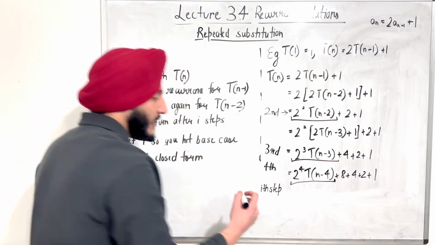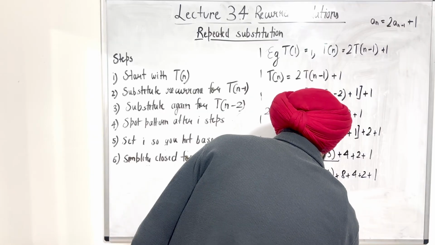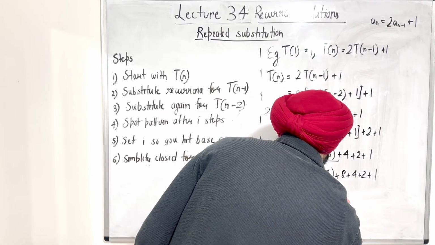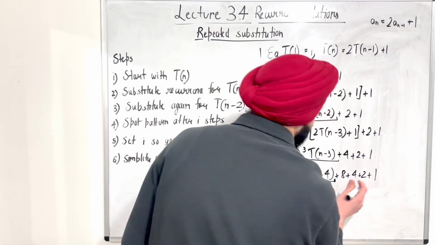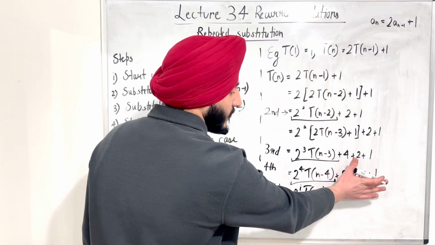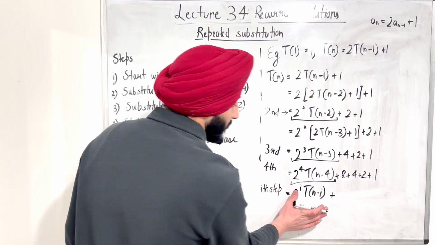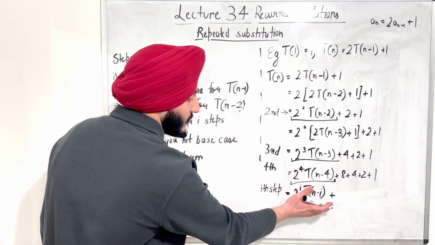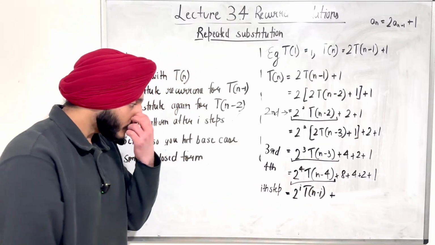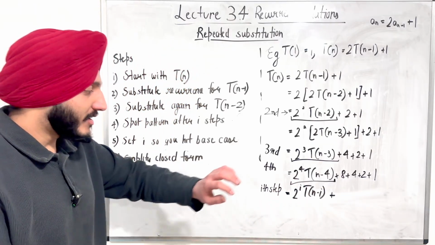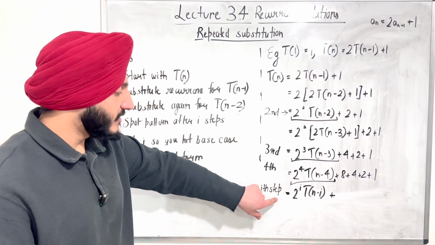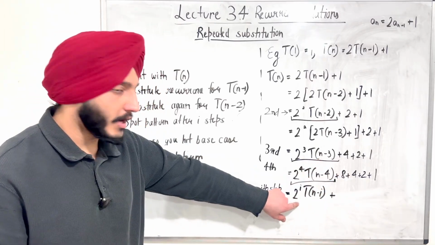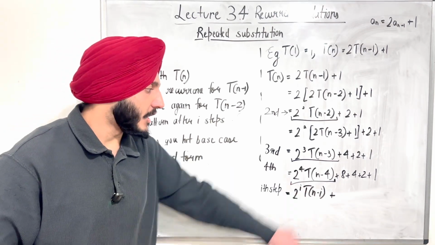So I see the pattern that this part for the ith step would be 2^i tn minus i. I'm just going to ignore the other part for now. Just try to understand and make sure that you understand this part, right? Like this makes sense. Okay, so once again, I see the pattern that for the ith step, this first part is pretty much 2^i tn minus i, right?